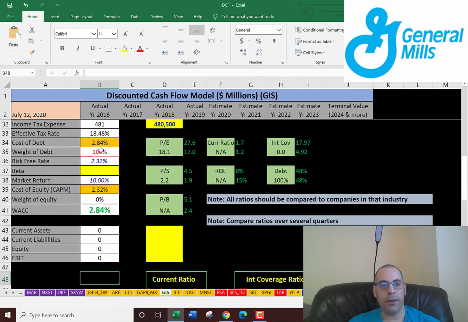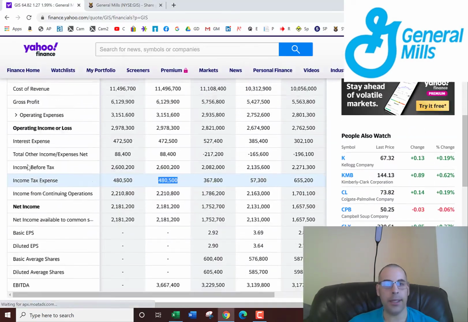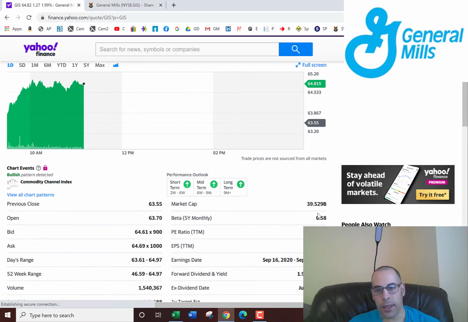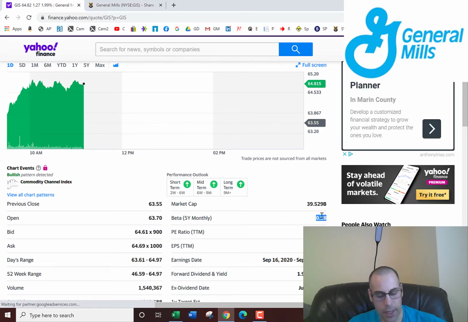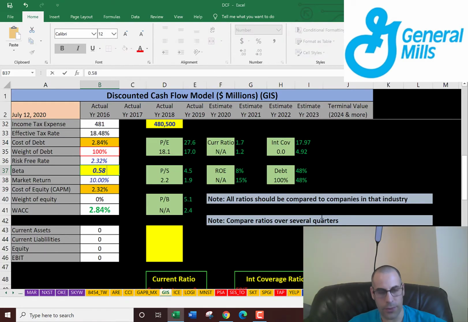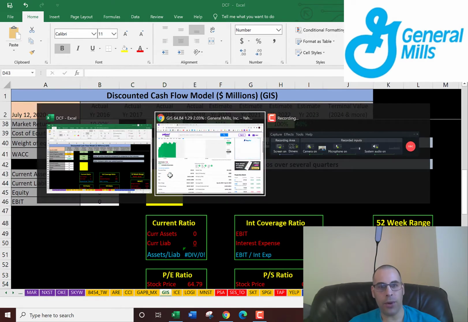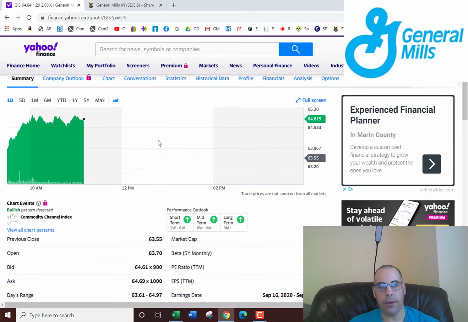To get the cost of equity, we need the beta, and the beta is how much the stock moves relative to the entire market. So this has a low beta of 0.58, so the stock moves half what the market moves. So if the market went up, say 10% in a given year, this stock should go up about 6%. The lower the beta, the lower the weighted average cost of capital, and the lower the discount rate.